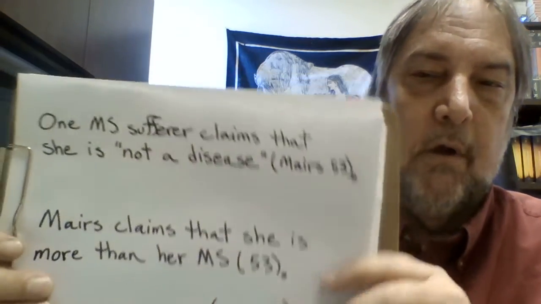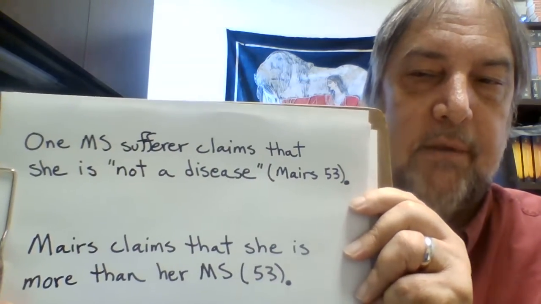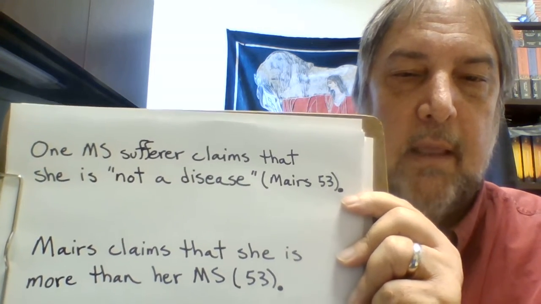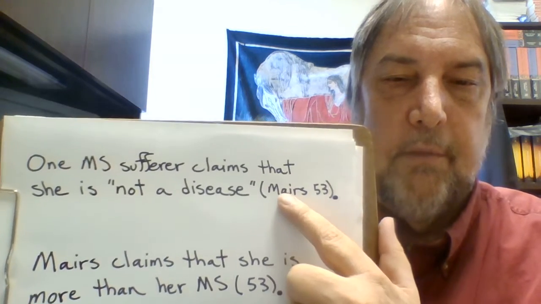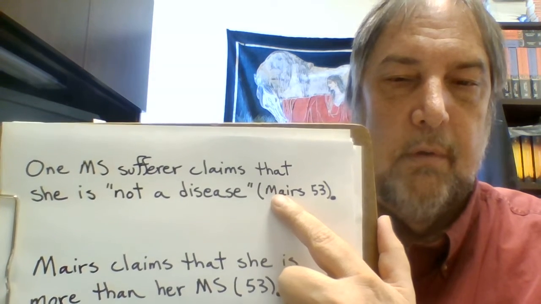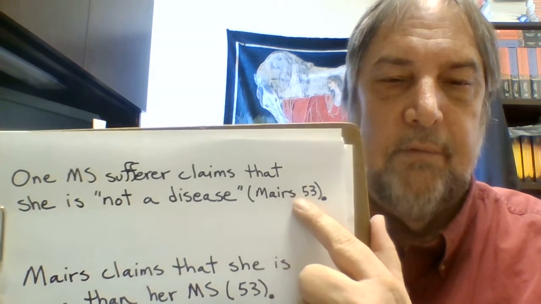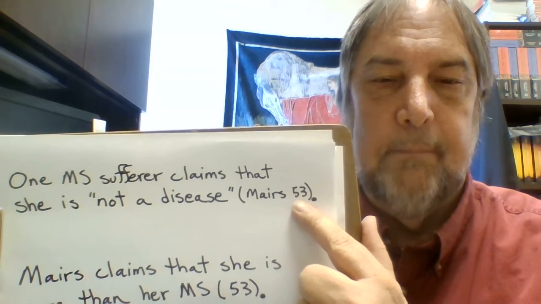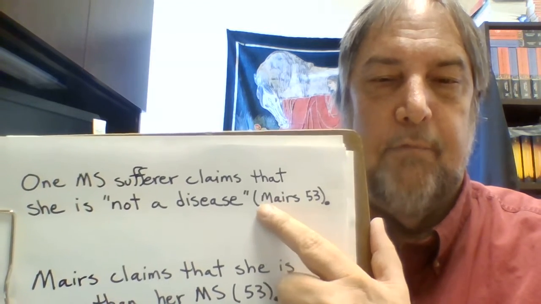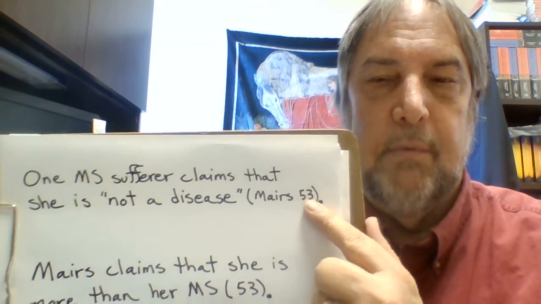Now, a couple variations that you may want to use. There are times when, for whatever reason, you don't want to use the author's name in the signal phrase. In that case, the author's name can appear in the parenthetical citation. So here, Mayers, space, 53. There's no comma, no P added, just the last name, space, page number.